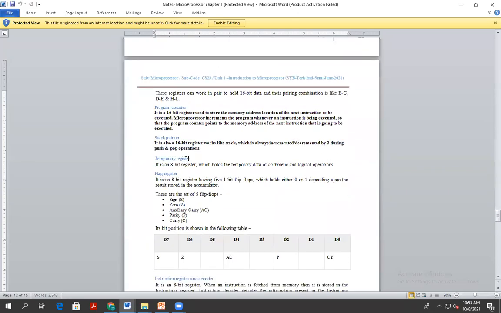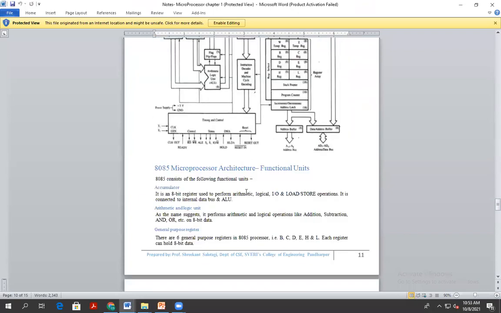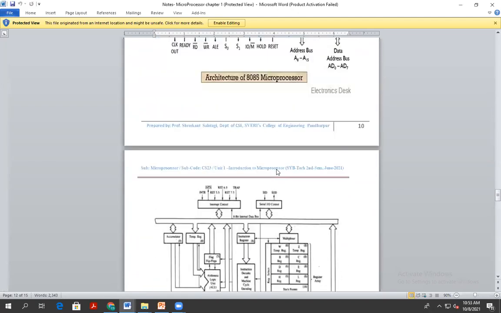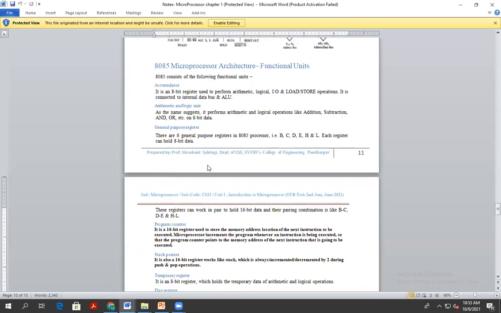So next one is temporary registers. It is an 8-bit register. So here, this is the temporary register block. It's an 8-bit register which holds the temporary data of arithmetic and logical operations. Whatever the ALU is doing, that arithmetic and logical operation data will be held in the temporary register. That's the 8-bit data.